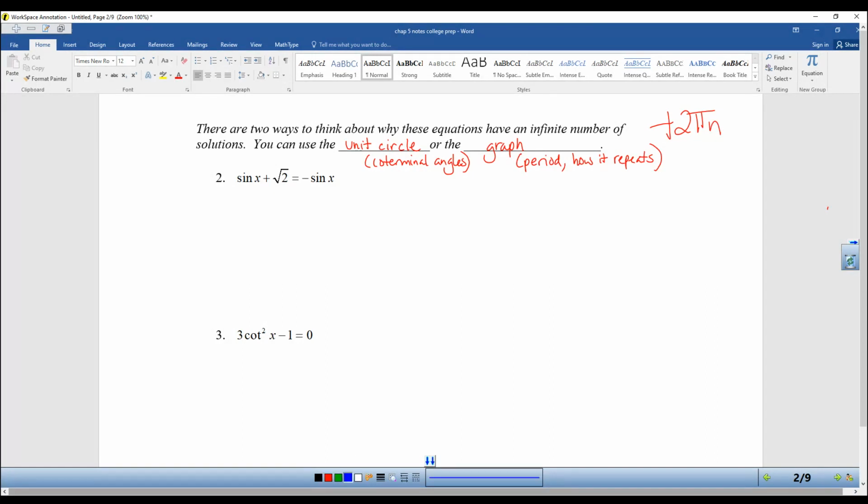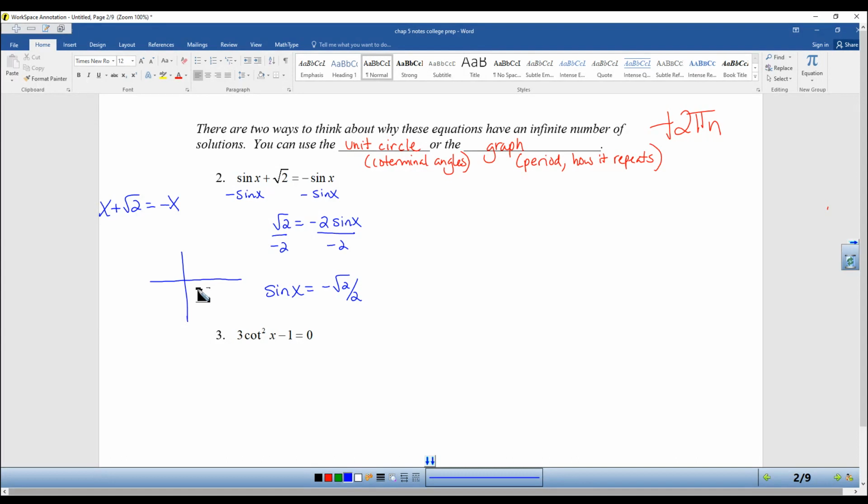So think of this as sine of x plus the square root of 2 is equal to negative sine of x. You would get all the sines together on one side and move all the numbers to the other side. So I can subtract sine of x from both sides. And now I have the square root of 2 is equal to negative 2 sine of x. I divide both sides by negative 2. And I have sine of x is equal to negative square root of 2 over 2. There's always going to be two answers.